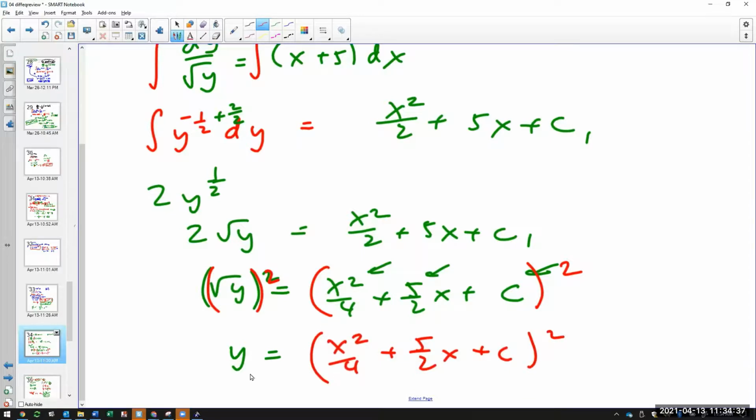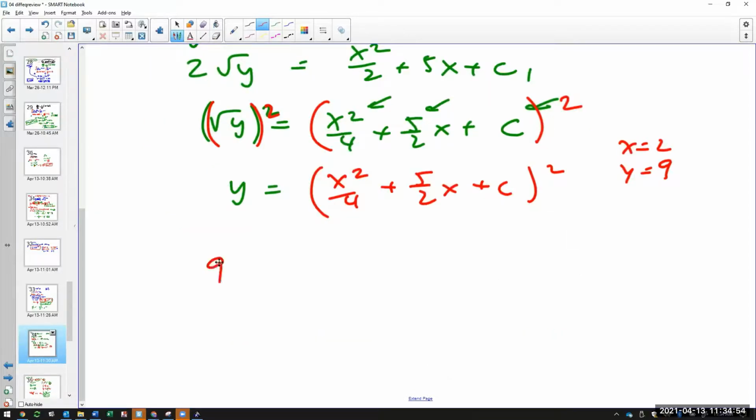Okay, that's your y. How do I solve for c? How do I solve for c? Do I have an initial condition somewhere? What is it? When x is 2, y is 9, is that right? Okay, so let's go ahead and plug in. Whenever x is 2, y is 9. So this is going to be 9 is equal to 4 over 4 plus 5 halves times 2, plus c, quantity squared. Okay, how in the world do I solve for c here? How can I isolate this c?